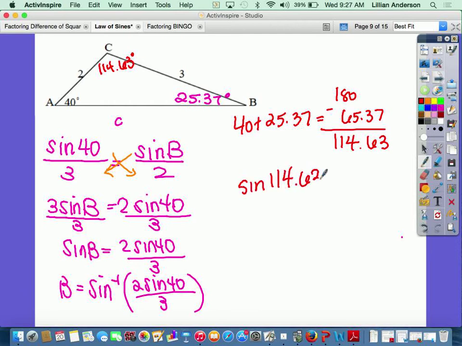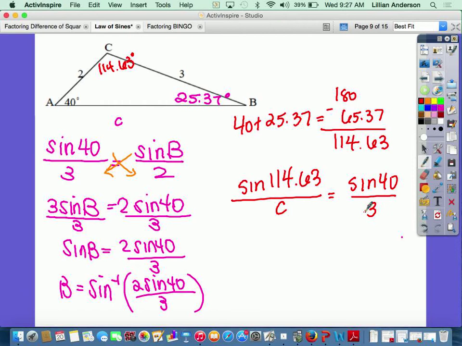To find side C, sine of 114.63 over C equals what? Should I use B or should I use A? A, because that's given to us. And yes, we are going to have to use an angle that we found to find side C, but there's no other way that we can do that.